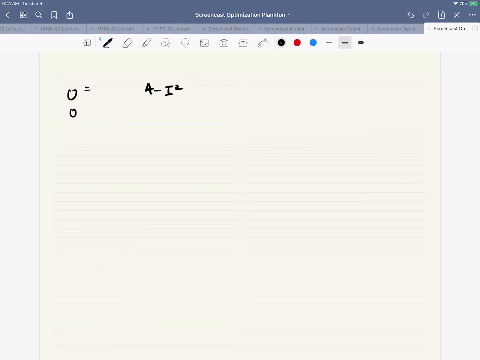And let me see here, we get this equation. And so this equation has solutions I equals plus or minus 4. But we know our intensity can never be negative, so our solution to our stationary points is I equals 4. Okay, we have all the critical points.